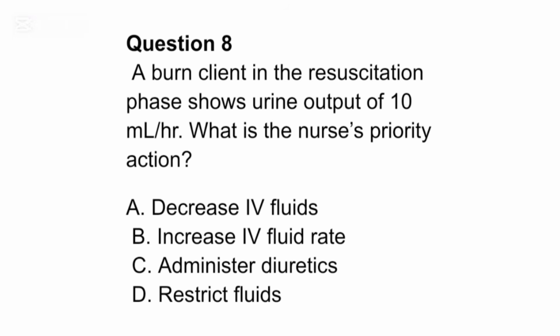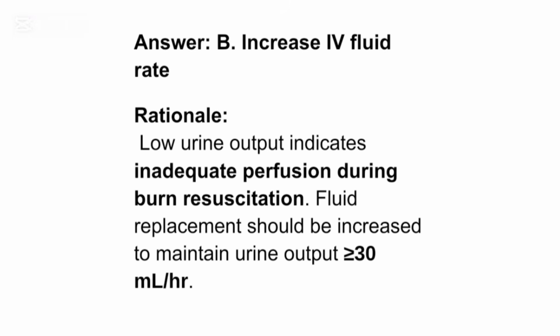Question 8. A burn client in the resuscitation phase shows urine output of 10 milliliters per hour. What is the nurse's priority action? A. Decrease IV fluids. B. Increase IV fluid rate. C. Administer diuretics. D. Restrict fluids. Answer. B. Increase IV fluid rate.